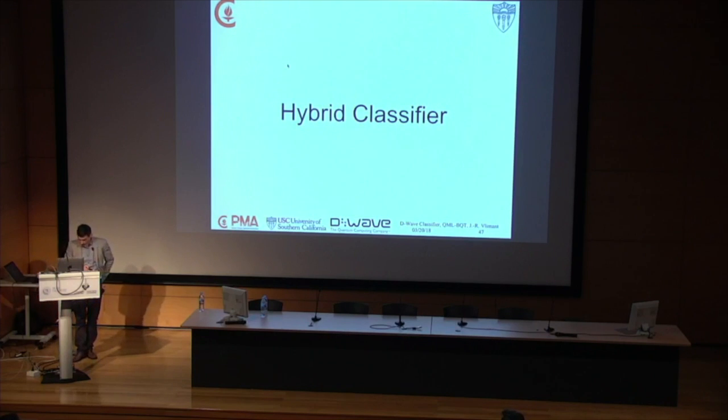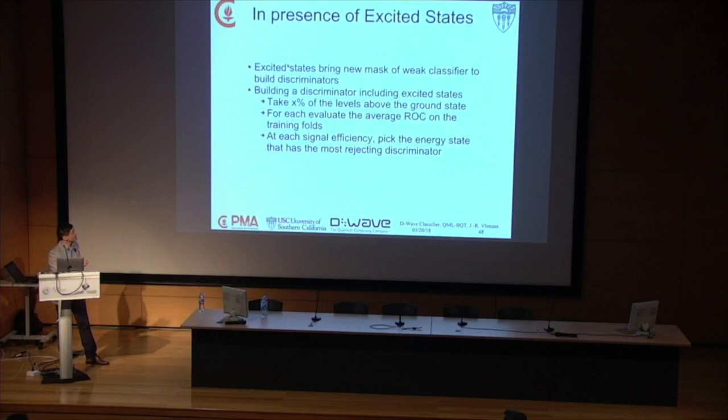Now, the last item of results here is when having a hybrid classifier where we include some of the excited states instead of keeping only the ground state, or the lowest energy state, that was provided by the device or simulated annealing. We take X percent of the states and weak classifiers that are provided by the device, and we consider them for a hybrid classifier where we evaluate the average performance on the training folds of these extra states and extra sets of weak classifiers. For each signal efficiency value, we pick the energy state that has the best background rejection, always on the training fold and not on the testing set. Otherwise, this would be completely biasing.